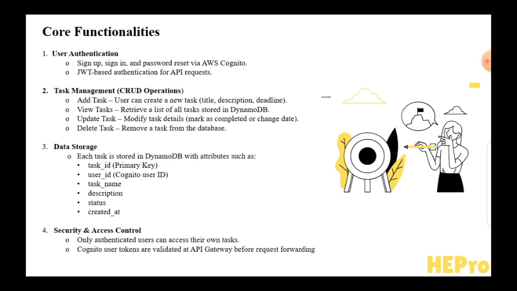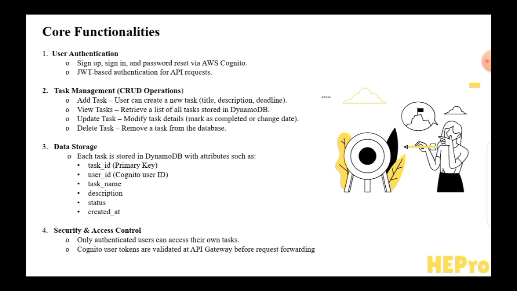In this project, you will implement core functionalities for a serverless task app. First, users authenticate via Cognito, handling sign up, sign in, and password resets, with JWT tokens securing API requests. Next, you will build task management features. Users can add, view, update, or delete tasks, with each task stored in DynamoDB containing fields like task ID, user ID, task name, description, status, and created at.